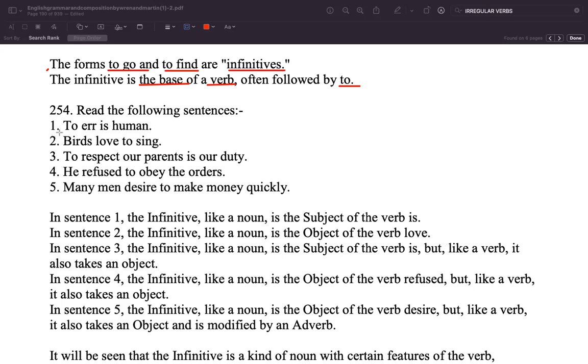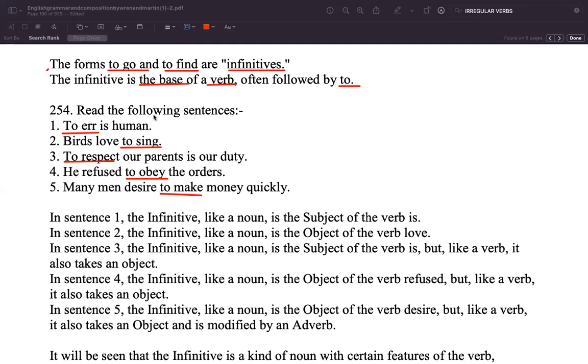Read the following sentences. To err is human. Birds love to sing. To respect our parents is our duty. He refused to obey the orders. Many men desire to make money quickly. Now, do you find out how many sentences there are and what the infinitives are here?